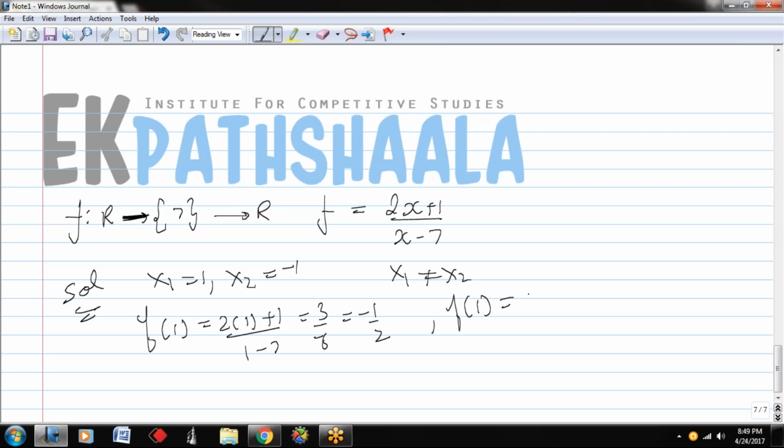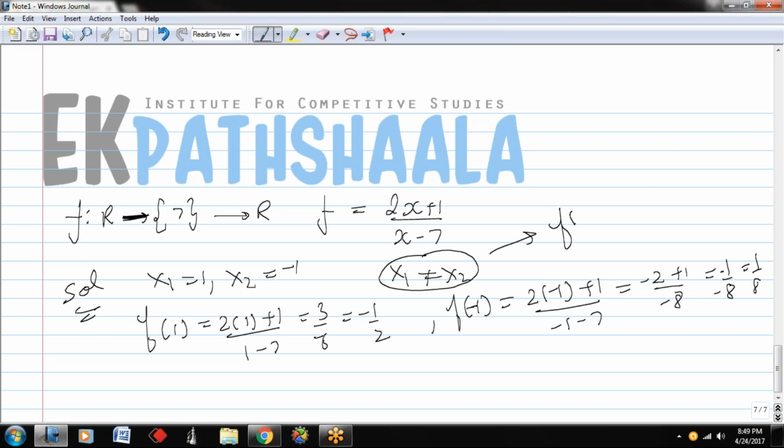Let us find f of minus 1. This will be 2 into minus 1 plus 1 upon minus 1 minus 7. This will become minus 2 plus 1 upon minus 8. So the value becomes minus 1 upon minus 8, that is equal to 1 by 8. Now you can see that for x1 not equal to x2, we are getting f of x1 not equal to f of x2.